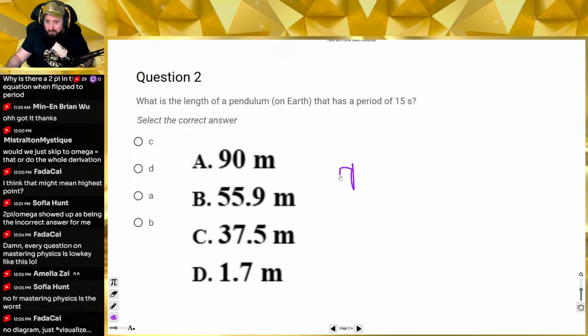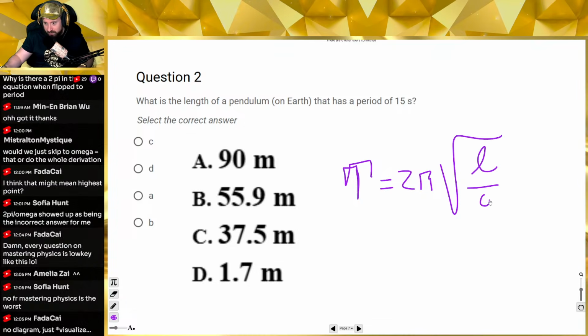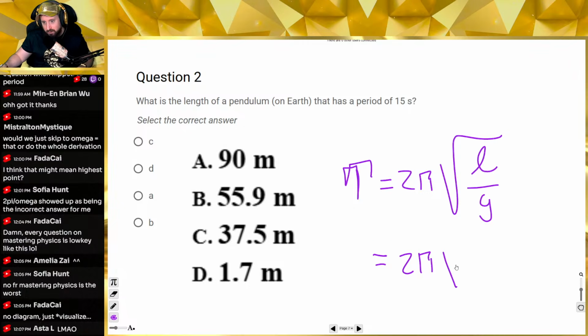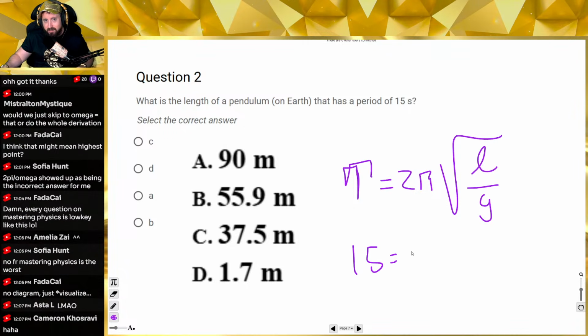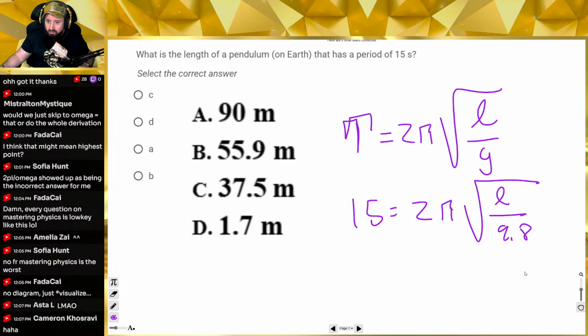Happy thoughts. Okay. This one we know, right? For a pendulum, this is equal to 2 pi square root of L over g. And so this is pretty straightforward. You just put this in your calculator. So I need the period to be 15 seconds. We're going to figure out the length. And then g is 9.8. Cool. Solve.